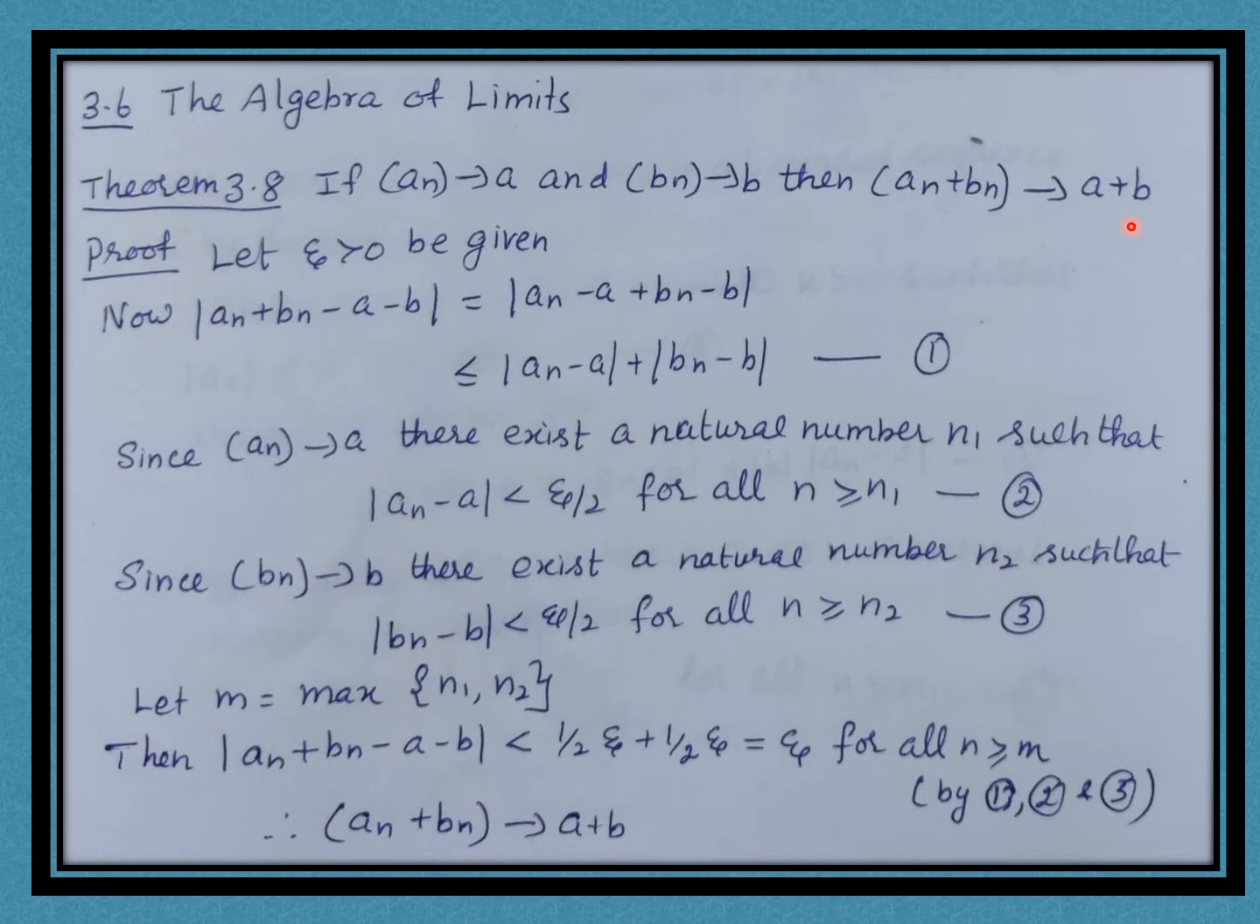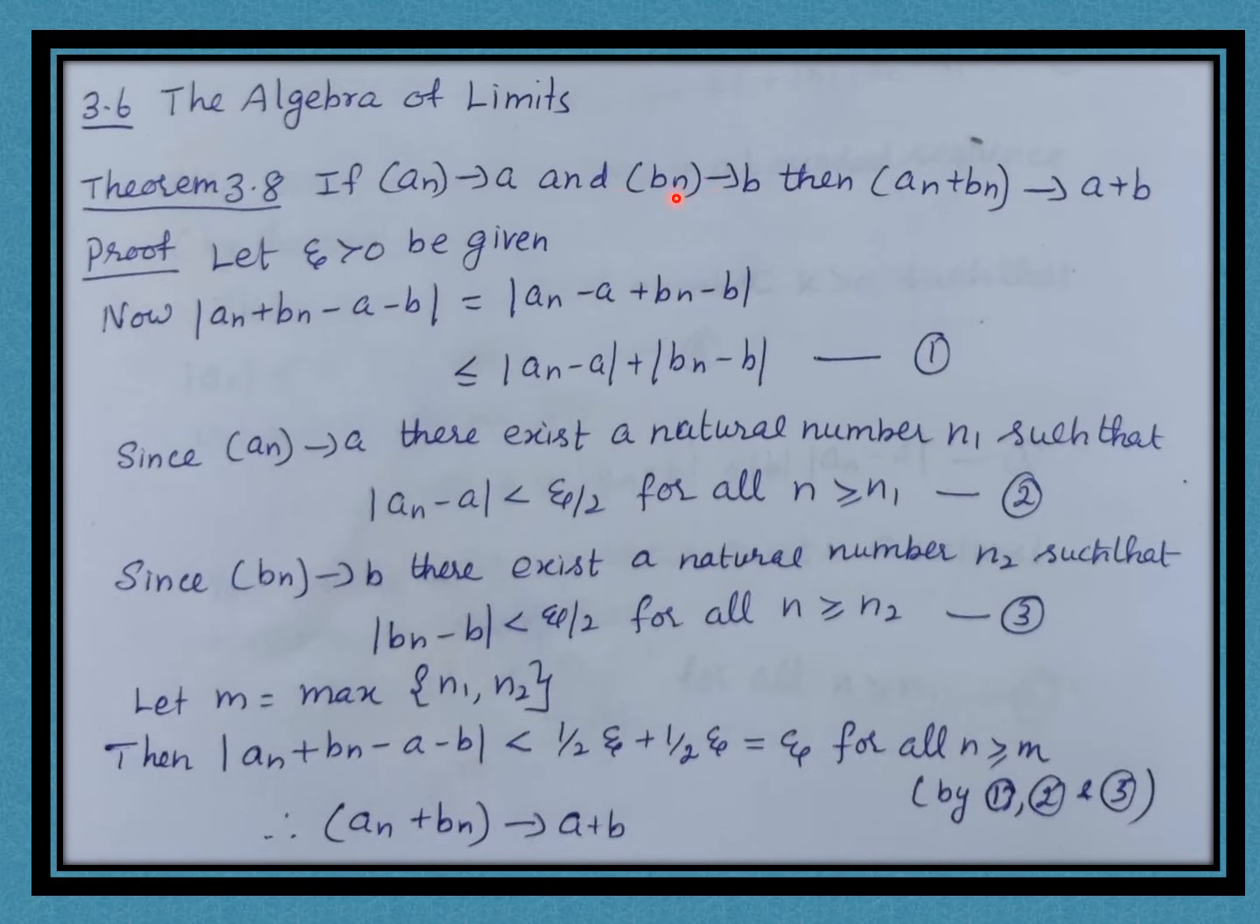In order to prove the convergence, by the definition, we know that we need a small value epsilon which is greater than 0. Depending upon the values taken by the sequence, this epsilon value may be 0.00001 or 1 or 10 or 100, etc. Right? In order to prove this sequence converges to a plus b, we have to prove that the absolute value of an plus bn minus a plus b is less than epsilon, isn't it?